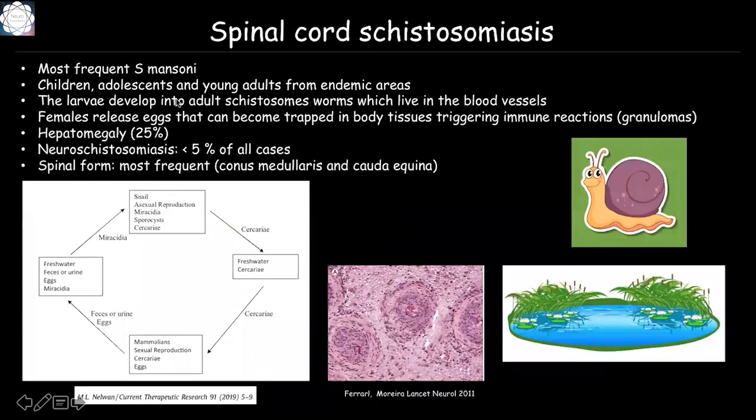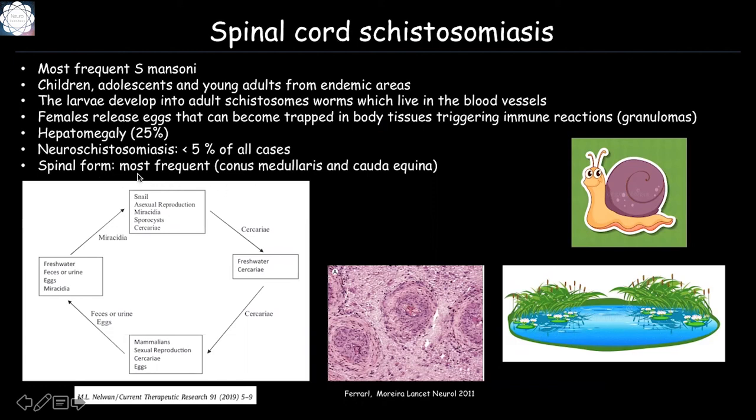Schistosomiasis is caused by Schistosoma mansoni. It is very frequent in children, adolescents, and young adults from endemic areas. The larvae develop into adult schistosome worms, which live in the blood vessels, and females release eggs that can become trapped in body tissues, triggering immune reactions, especially granulomas, as you can see here, that surround the eggs. It is sometimes accompanied by hepatomegaly in 25% of cases.